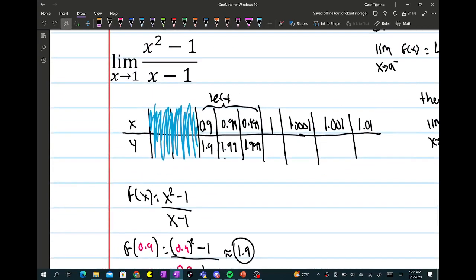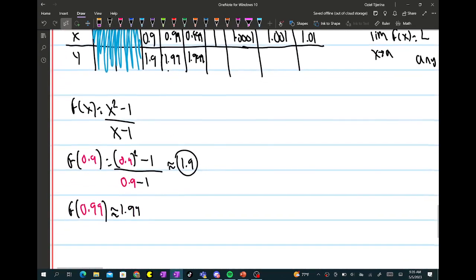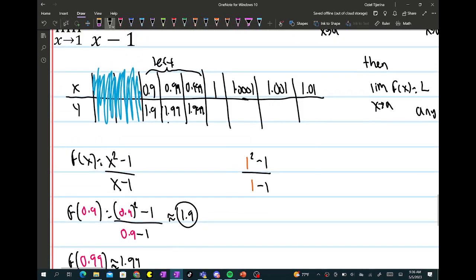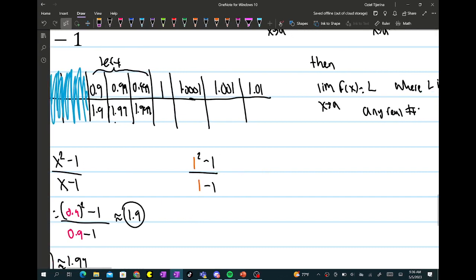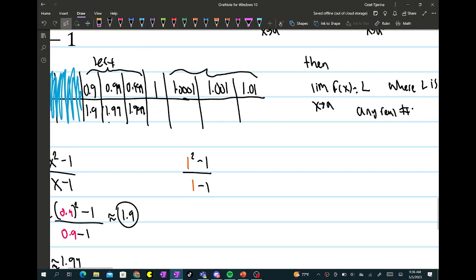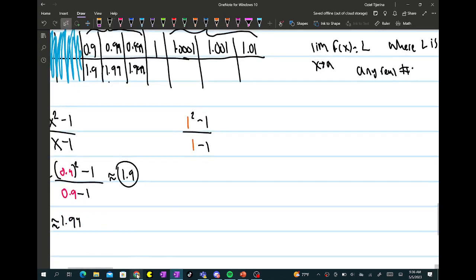Now obviously, if we plug in 1 here, it's going to give us an undefined value, so we don't really know what f would be at that point. It's undefined, so we can't put a number here. We're going to continue over here, from the right. This is the right side, and we're going to plug in 1.01 first.